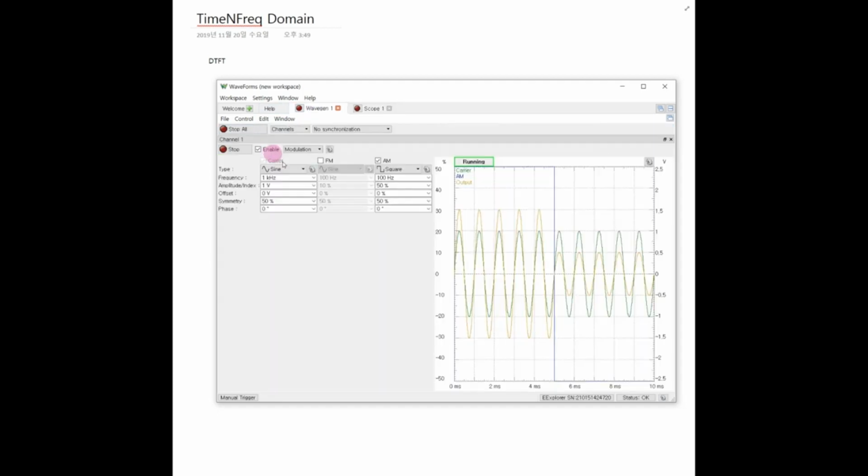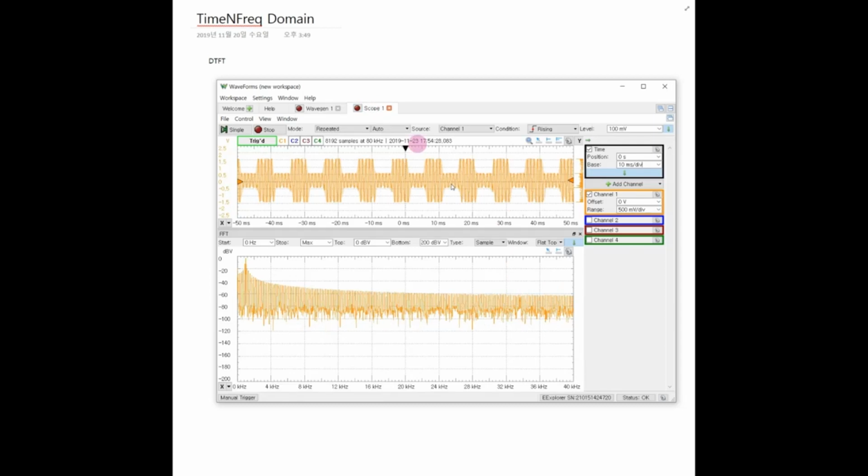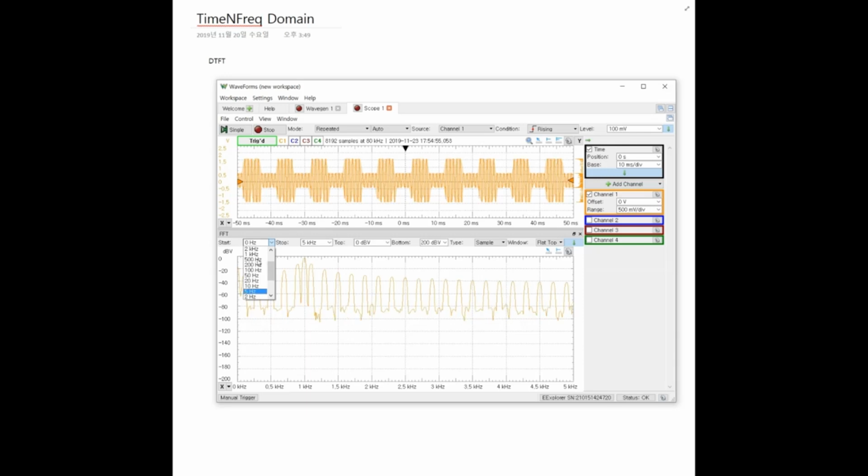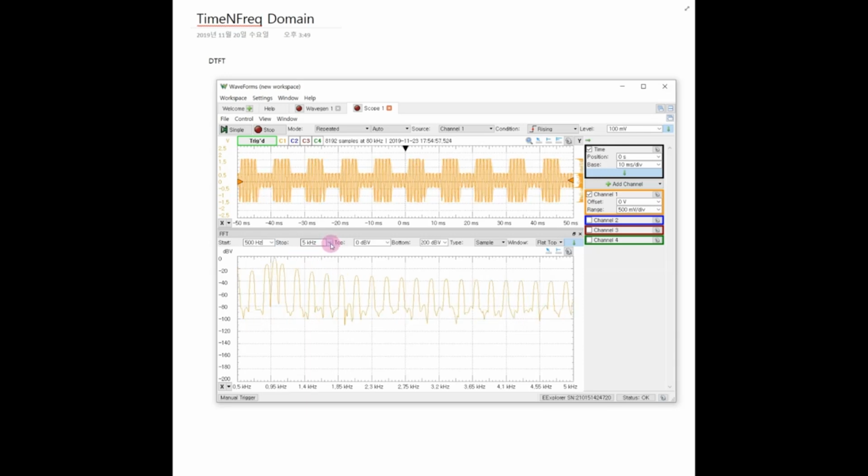I generated a 1 kHz carrier, and the modulated one is 100 Hz. So I need to look around here. So I need to reduce the frequency range like this way. So this is 1 kHz, and this one is 900, and this is 1.1K. So this one is the baseband spectral contents. The frequency resolution around here is not that clear. I mean, if I measure from 500 Hz, and the maximum frequency is about 1.5 kHz.